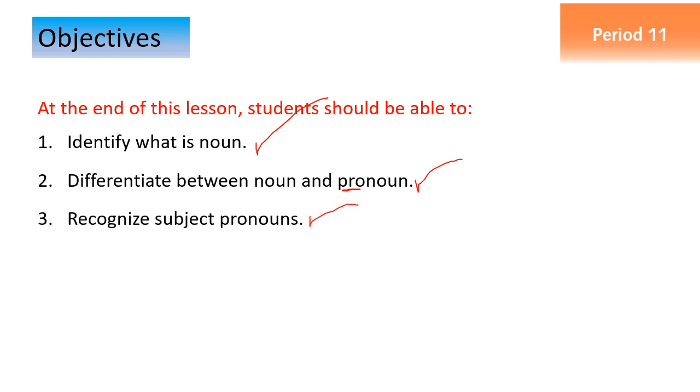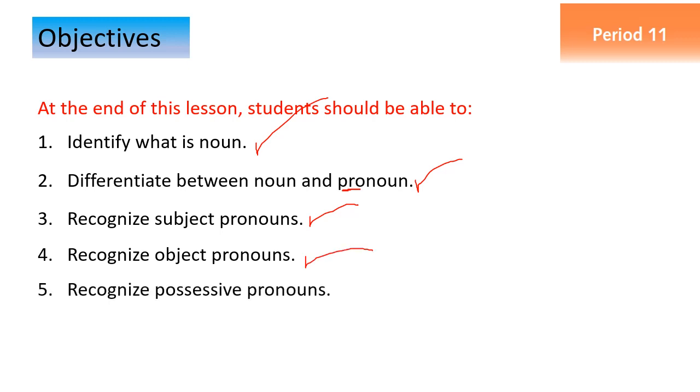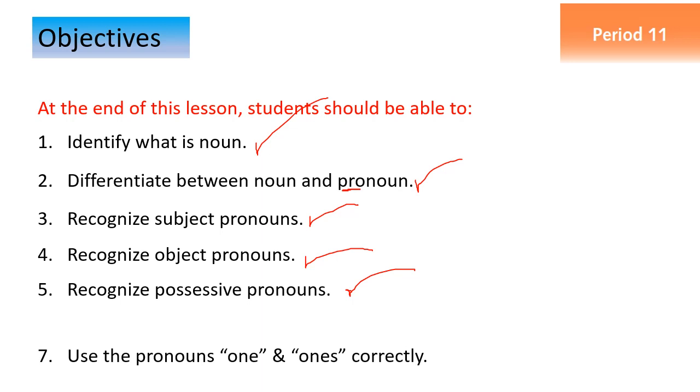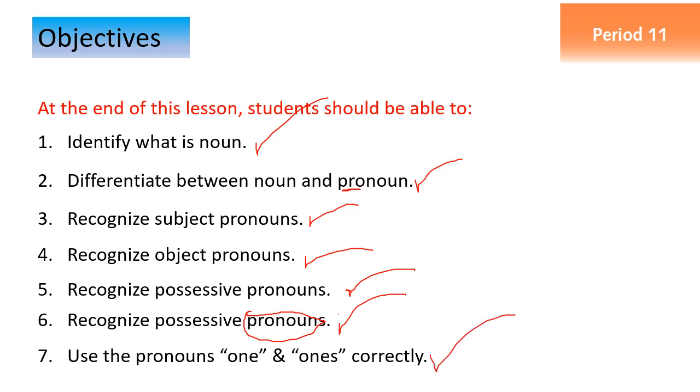Recognize subject pronouns. Remember, he, she, it, I, we, they, and you. Okay. And recognize object pronouns. We did so. Recognize possessive pronouns. And recognize possessive adjectives, I believe. I'm sorry, here is a mistake. Instead of possessive pronouns, we should have put possessive adjectives. We did both; we checked both. And the last thing is to use the pronouns one and ones correctly. I believe that we achieved all the goals, all the objectives.